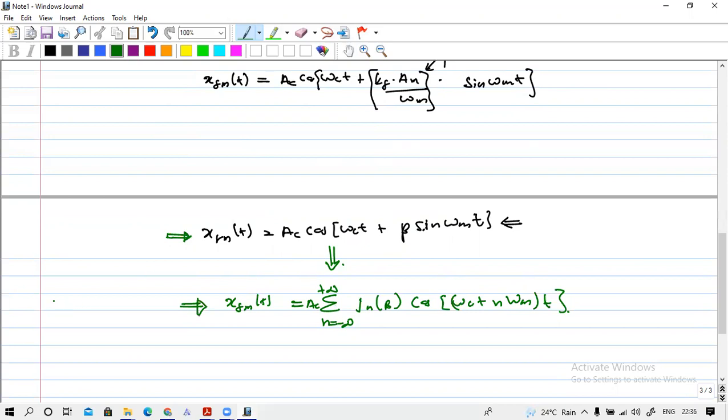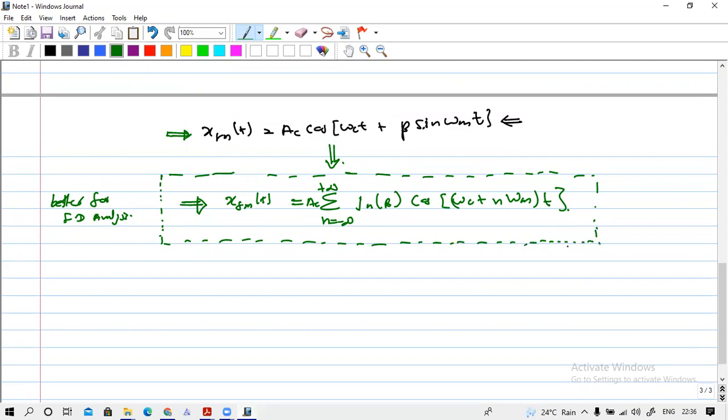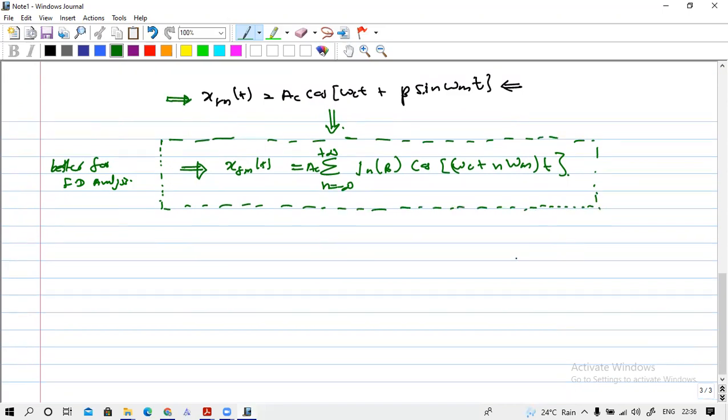So this format is better for frequency domain analysis. In our assignment, we only have to state this, no need to derive it. We have to state this and convert it to a frequency domain representation. But for the completeness of our session, we will try to derive this.